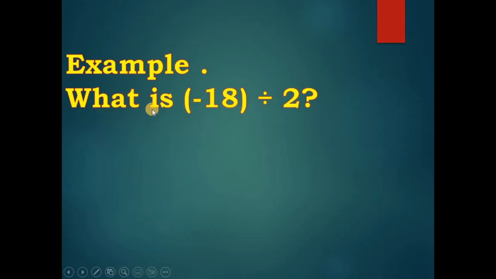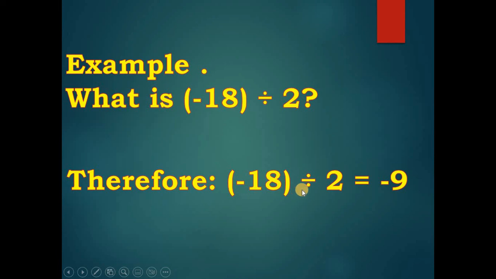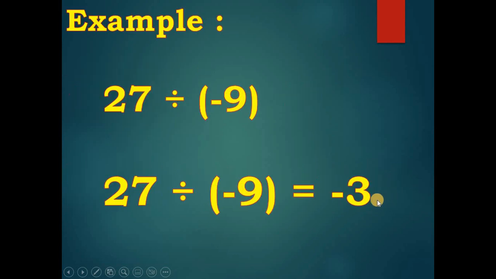Okay, example. What is negative 18 divided by 2? So, kung mapapansin natin, negative yung ating unang integer, at positive naman yung pangalawang integer natin. So, if we have negative divided by positive, syempre, the outcome is negative. Then, kapag nakuha na natin yung sign, i-divide naman natin yung numbers. So, 18 divided by 2 is 9. So, therefore, negative 18 divided by positive 2 is negative 9. Okay. So, naintindihan ba? Okay, another example.